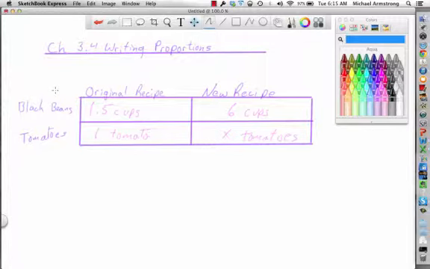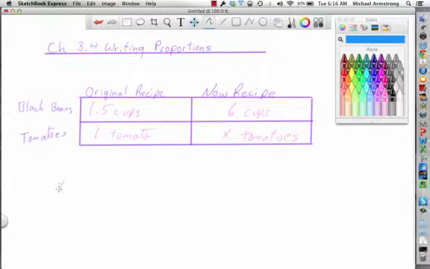I have a chef who's increasing his recipe. He needs more, and I don't know what his recipe is, but it includes black beans and tomatoes, and it could be chili or something like that. What's important is that he wants to make a larger batch, so he goes from 1.5 cups of black beans to 6 cups of black beans. And he goes from one tomato to some other number of tomatoes, and he wants to make sure that there's as many tomatoes per cup of beans as there were tomatoes per 1.5 cup of beans in the first recipe.